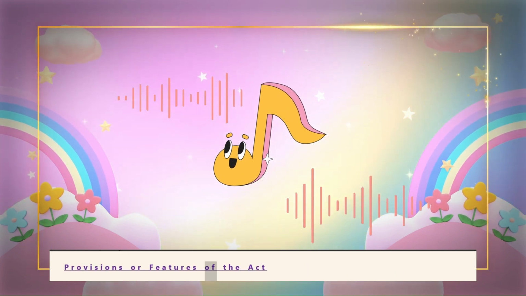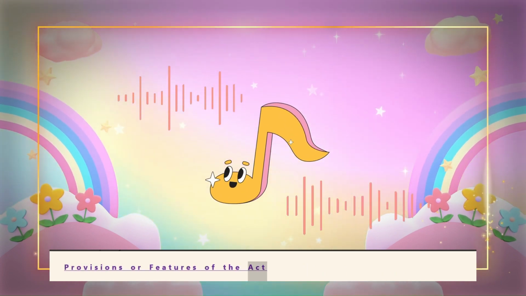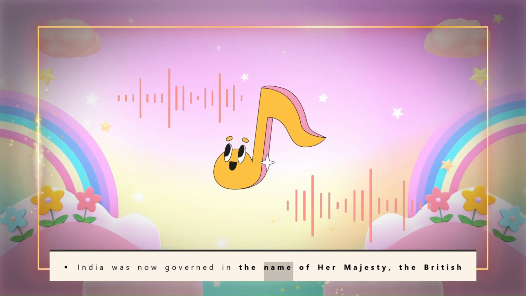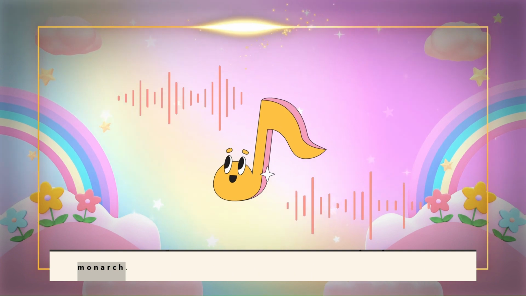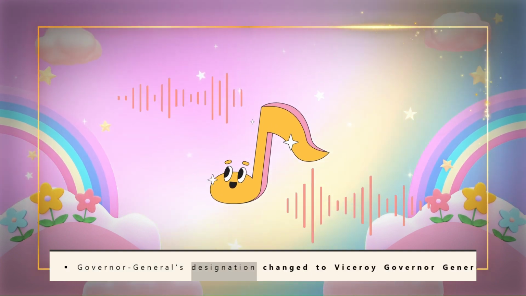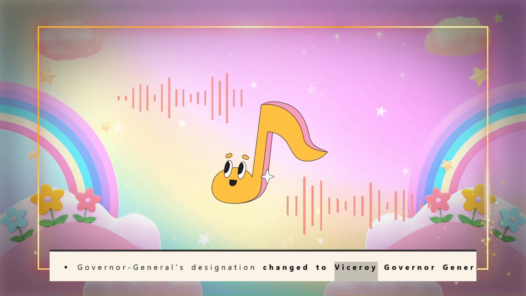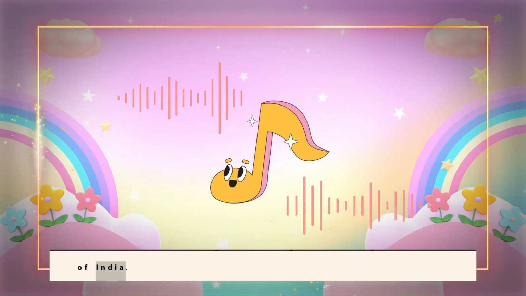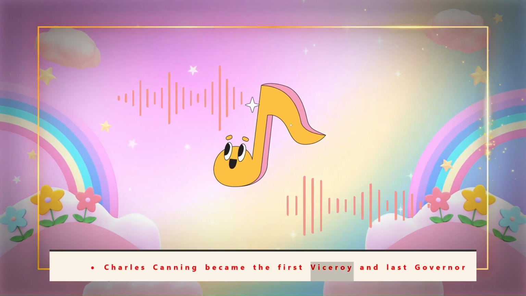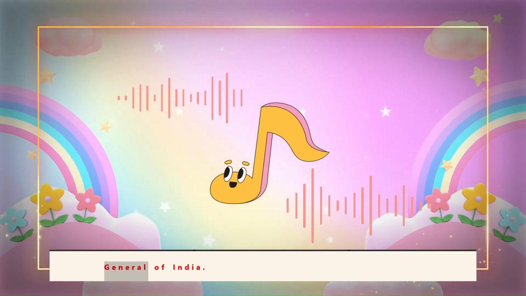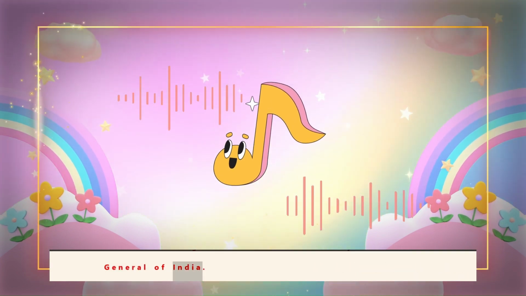Provisions or features of the Act. India was now governed in the name of Her Majesty, the British monarch. The Governor-General's designation changed to Viceroy and Governor-General of India. Charles Canning became the first Viceroy and last Governor-General of India.